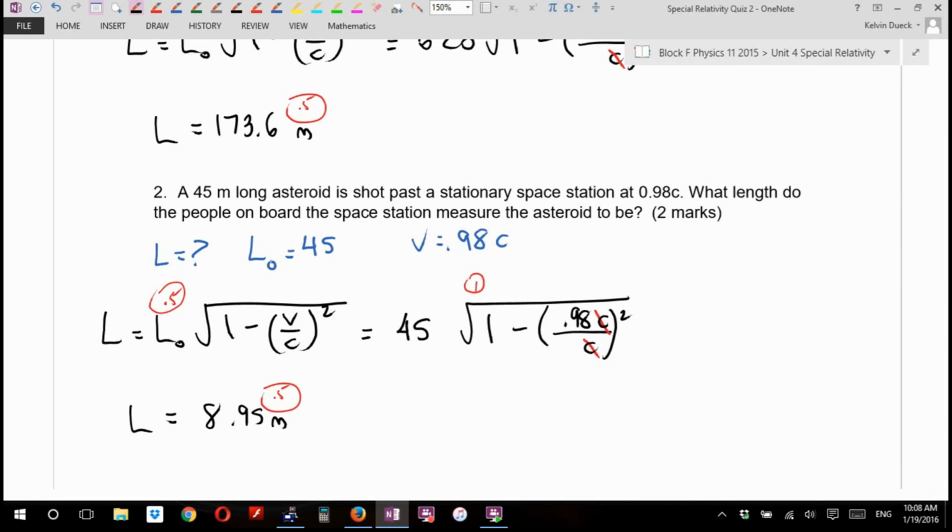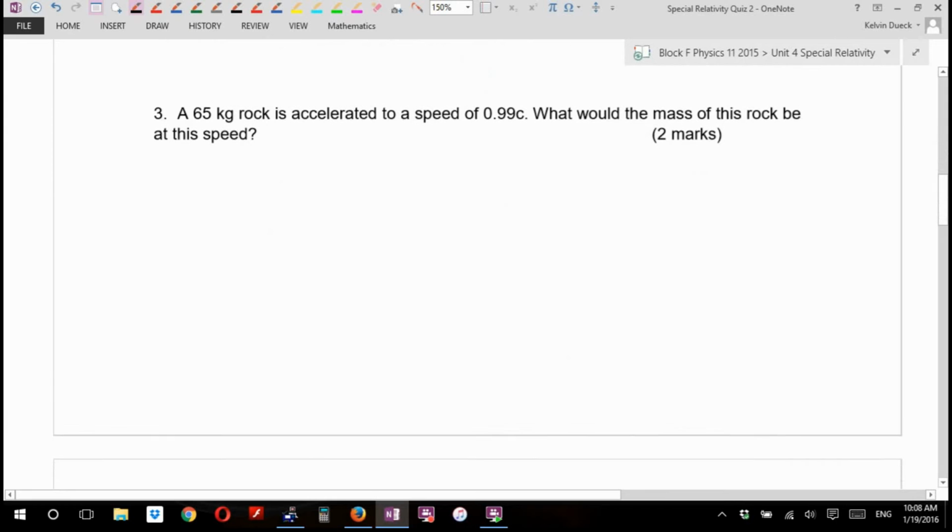You good? Let's keep going. Are they asking me to find M or M0? So the M original, 65. The speed is 99% of the speed of light.